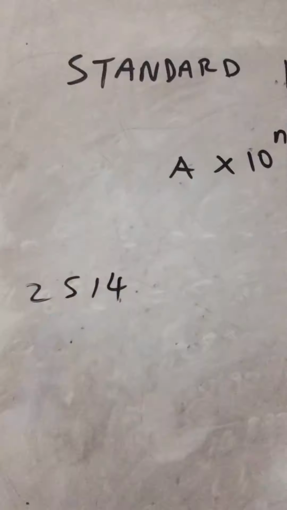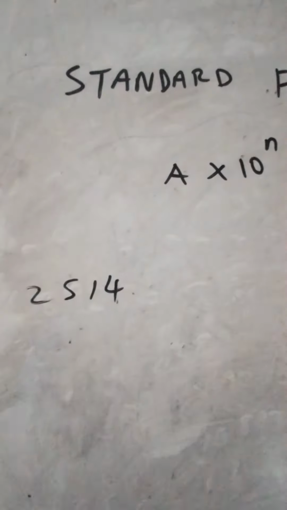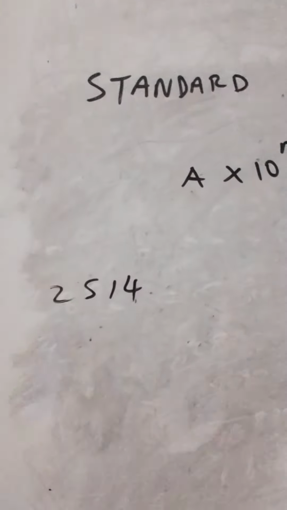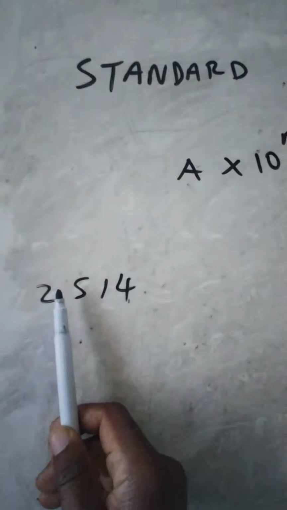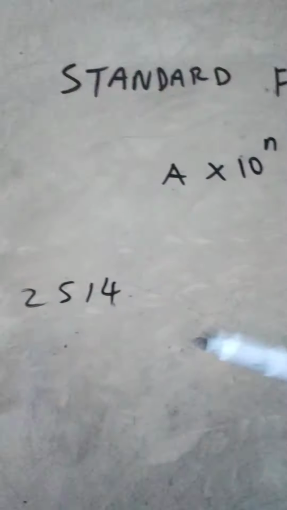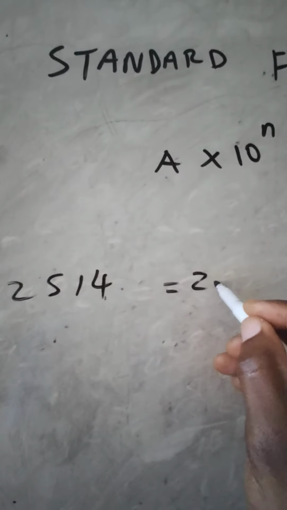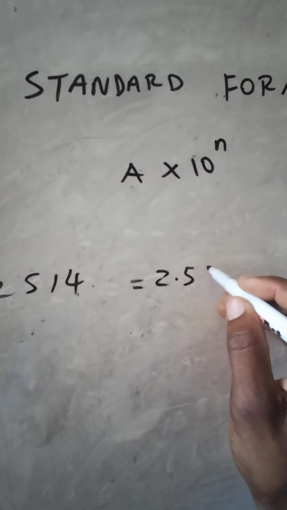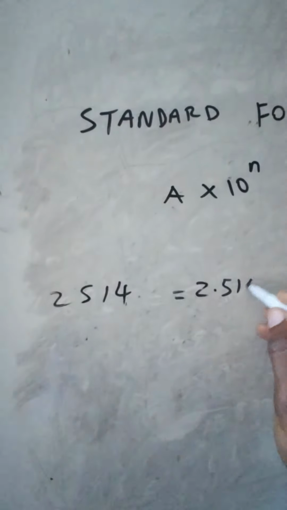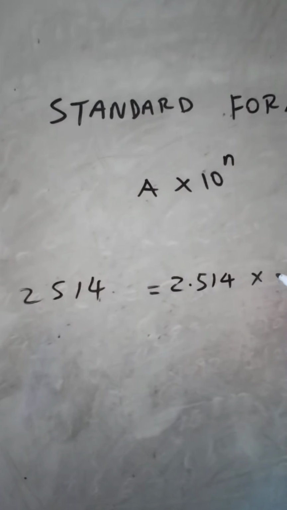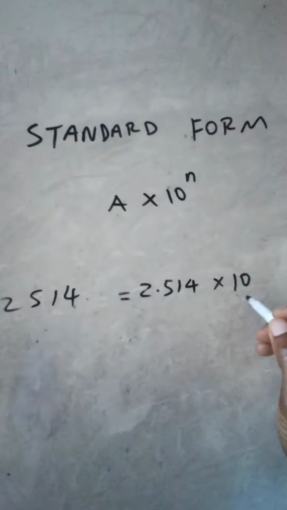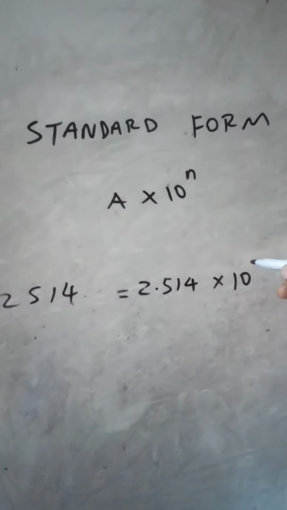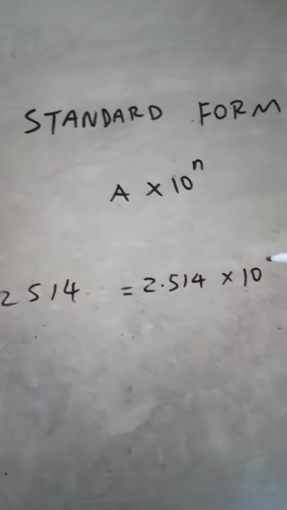Alright, so here we have a number to be written in standard format. The first step is to put the point after the first digit, which is 2 right here. So we're going to rewrite it as equal to 2.514, and you put the multiply by 10 because that's not going to change. The multiplication by 10 is a standard. That's not going to change. What is going to change is just the indices format here.